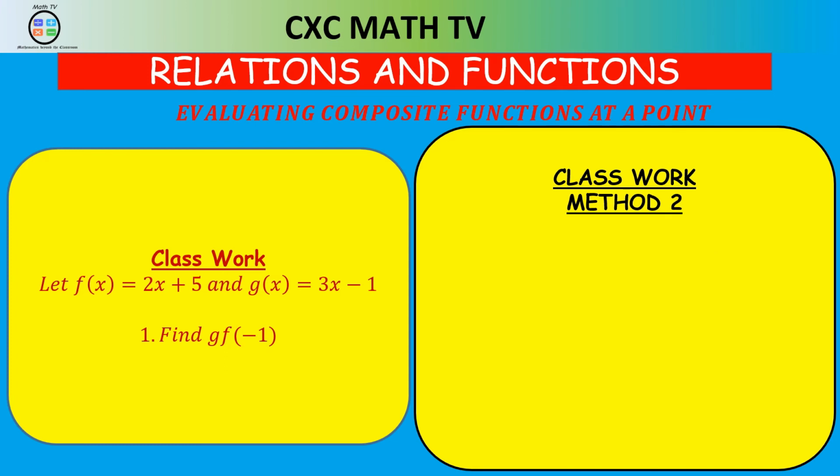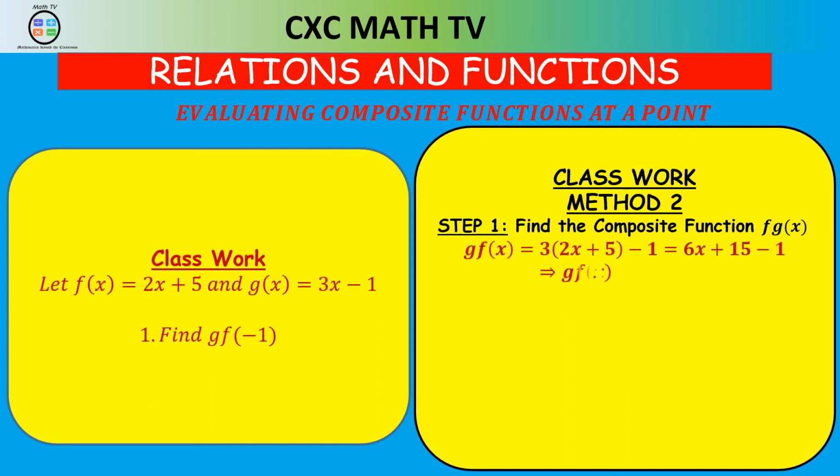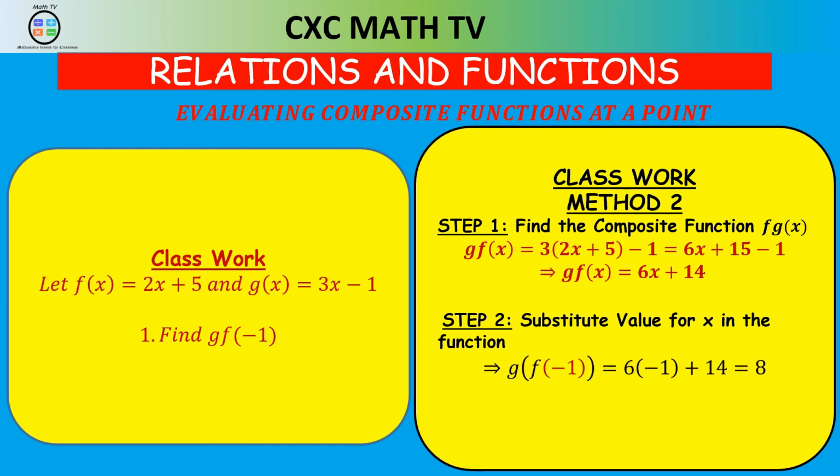Alright. Now, the second way that we could do it, method 2. So first thing is we need to find the composite function gf of x. So replace x in g with f of x. So it becomes 3 times f of x, which was 2x plus 5, minus 1. That simplifies to be 6x plus 14. That's gf of x. We can then replace the x value now with negative 1. 6 times negative 1 plus 14, that works out to be 8. And so gf of minus 1 is still 8. That's how we evaluate composite functions at a point.